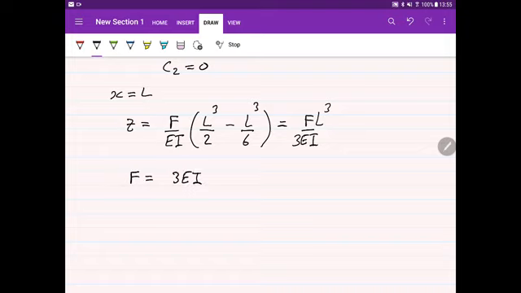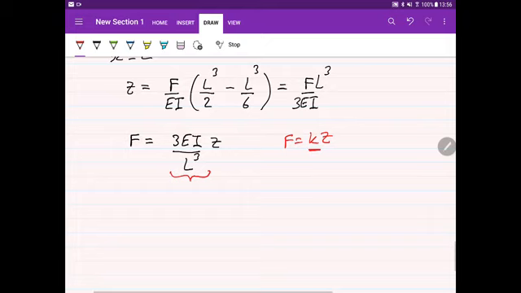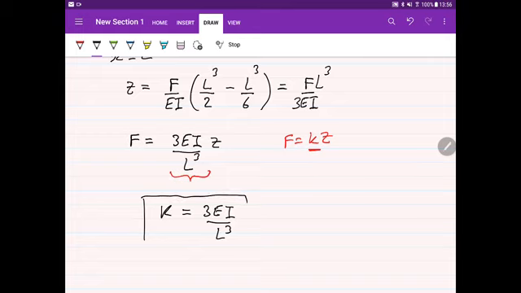And hopefully you can see that we have something that looks a bit like Hooke's law here. So F equals kz. What we have here is the same as the k, and so we can write down an expression for the spring constant, which is what we're after, of the cantilever, which is going to be 3 times E times I over L cubed. That gives us our final expression.